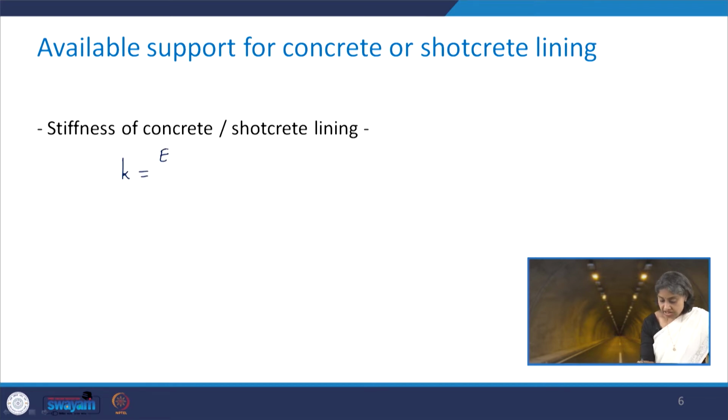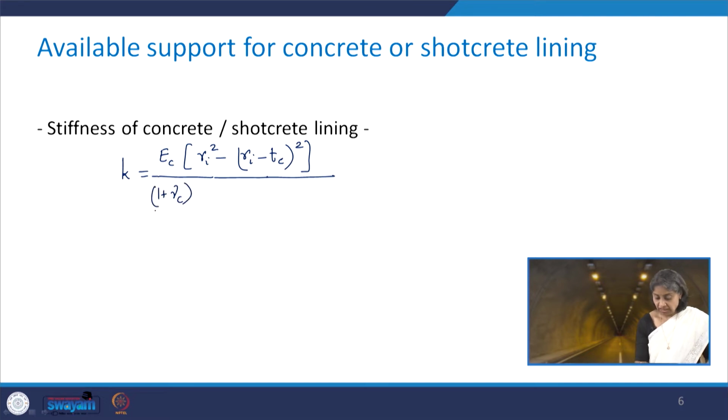It is given by this expression, which is K equal to Ec into Ro square minus Ro minus Tc whole square, divided by 1 plus nu c into 1 minus 2 nu c into Ro square plus Ro minus Tc whole square.